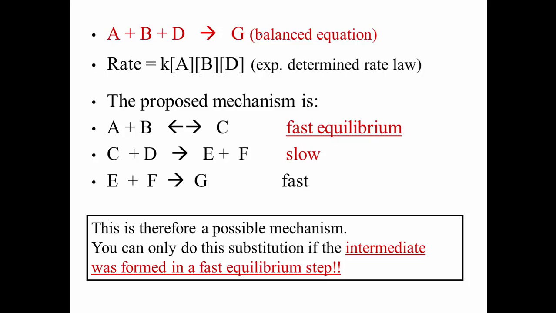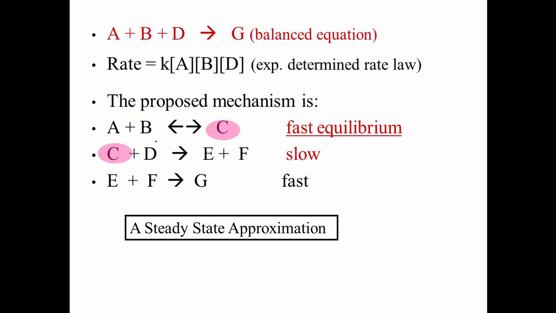It is a possible mechanism, but you can only do this kind of fast substitution if you have a fast equilibrium step. So if you have a mechanism that includes an intermediate, if you cannot substitute out that intermediate, then it is not a possible mechanism. But if you can substitute out that intermediate, and you can write a rate law that matches, then it is a possible mechanism. So the steady state approximation allows us to substitute in A and B first order for C.